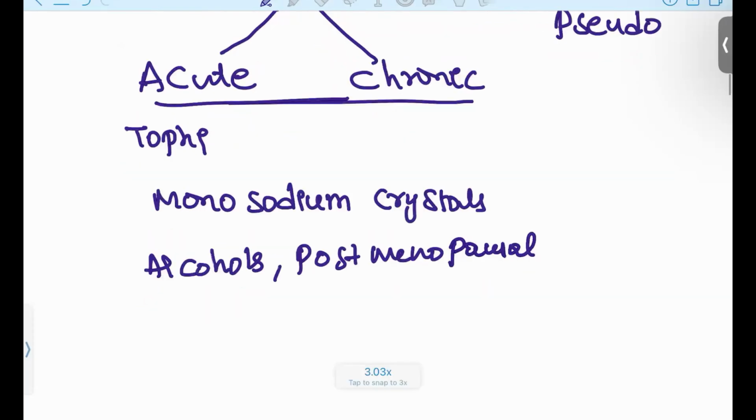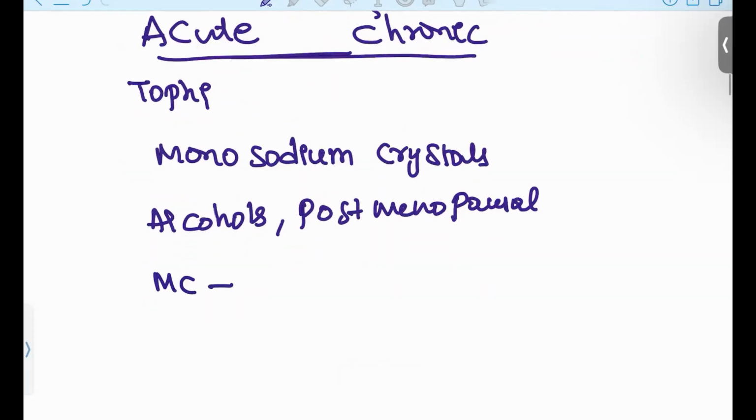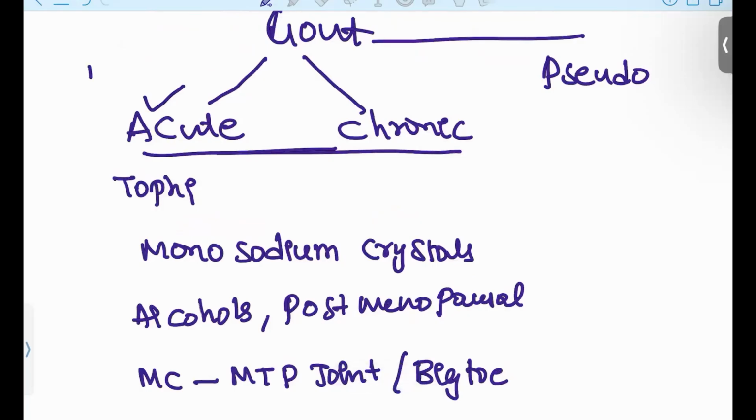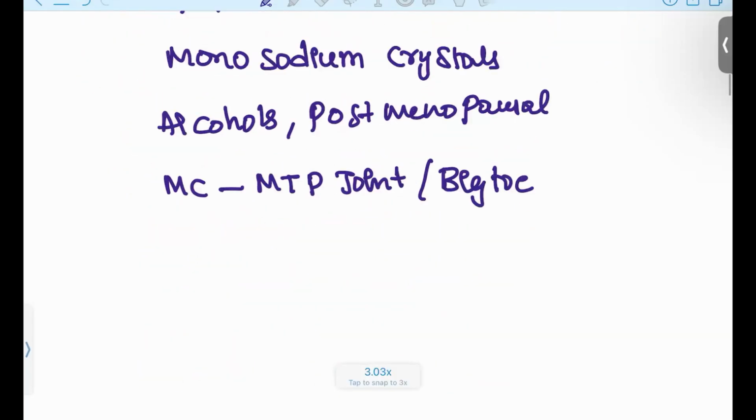And what is the joint that is involved? Most commonly, it will involve the metatarsophalangeal joint. Your big toe will be involved. Okay, and in this patient, if you check the acute patients, they will have normal uric acid levels. In the chronic patients, uric acid levels will be increased. Only that is the major difference.